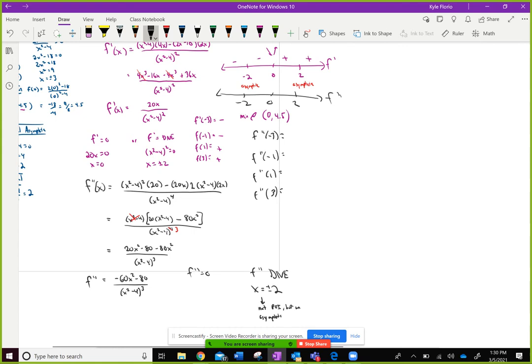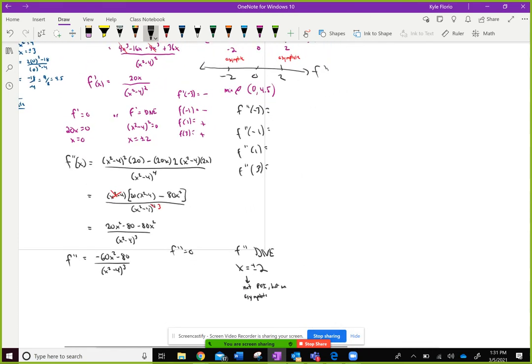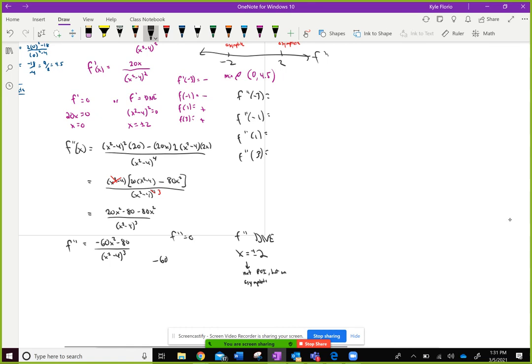How did you get 0 on? Did I skip that? Sorry, I didn't do this part. That's my fault. I jumped the gun there. When does 60x squared minus 80 equal 0? Right. So that's when 60x squared equals -80. So that's when x squared equals -8 over 6. So x squared can never be a negative number, right? No solution.